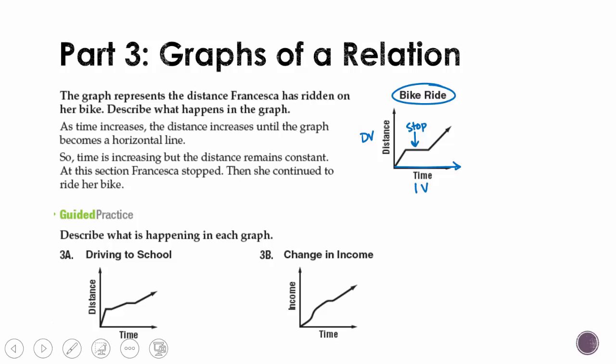Now we could even talk about the slope of these two lines right here. If you look here versus here, this one's a little steeper. That means that she was traveling faster. And this is a little slower.